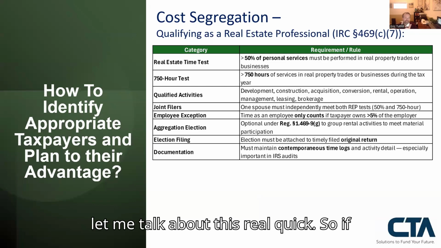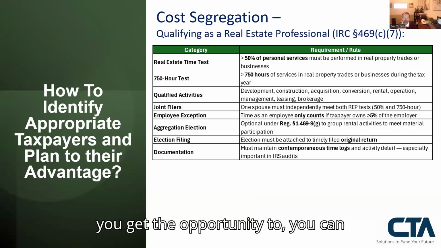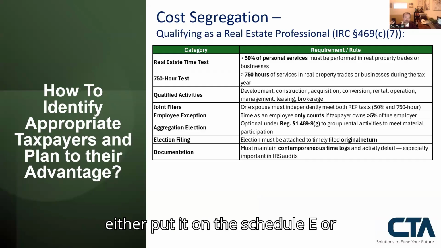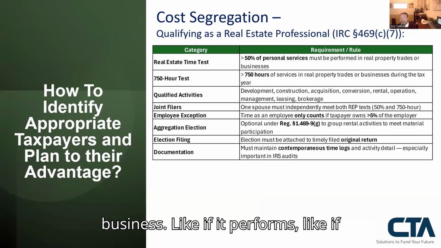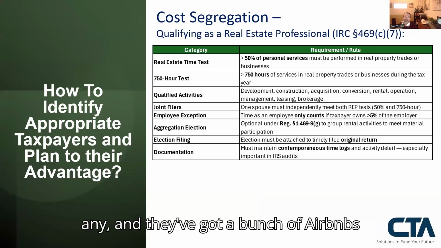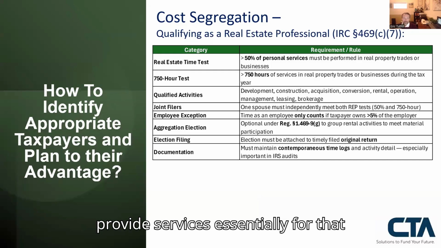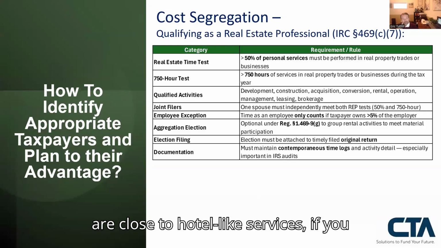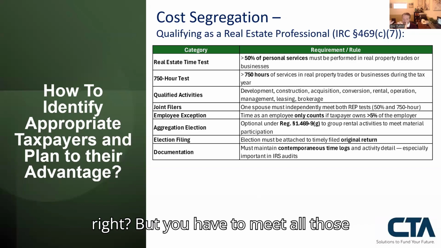Actually, let me talk about this real quick. So if it's less than 7 days, right, you get the opportunity, you can either put it on the Schedule E or Schedule C, depending on whether or not it rises to the level of a trade or business. Like if the person's on site, and they've got a bunch of Airbnbs and they do the cleaning, they provide services essentially that are close to hotel-like services, if you will. You can put it on the Schedule C, right? But you have to meet all those criteria.